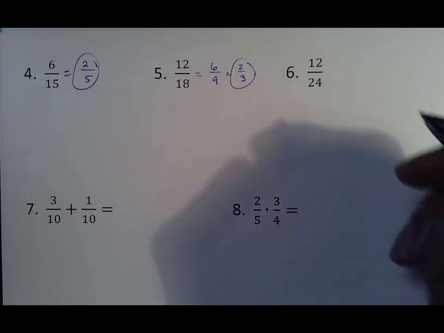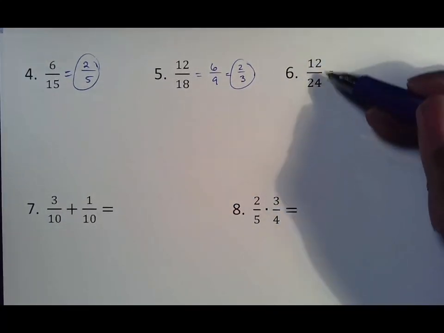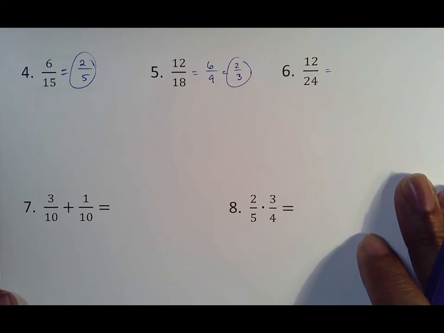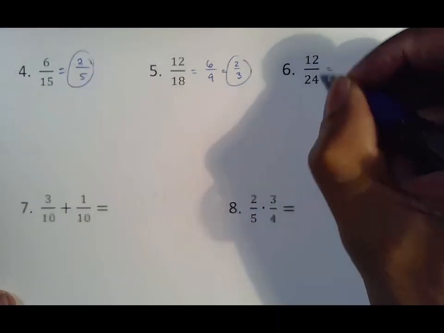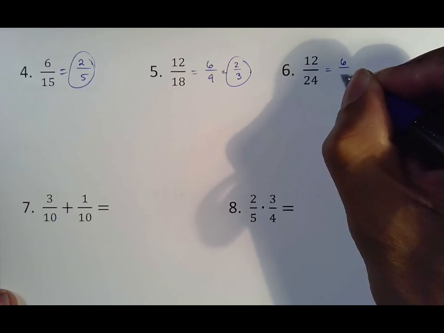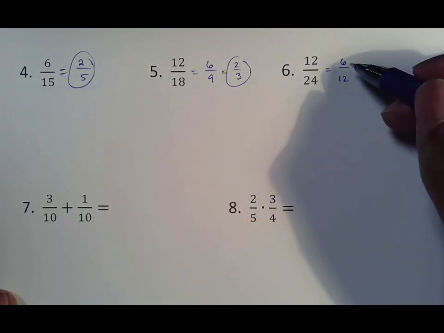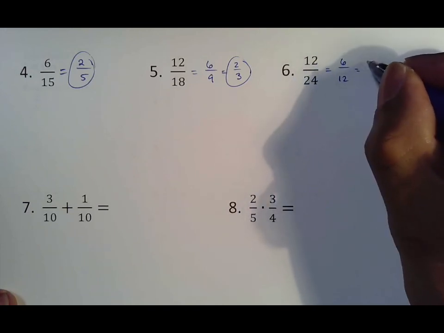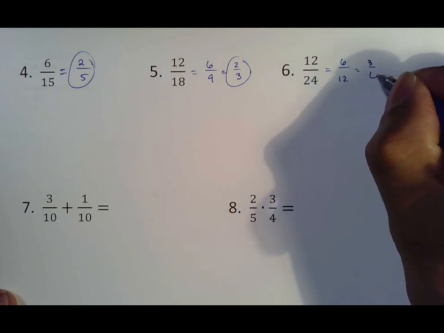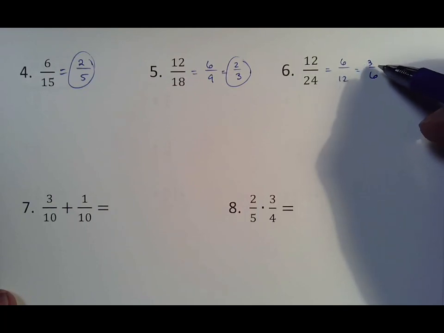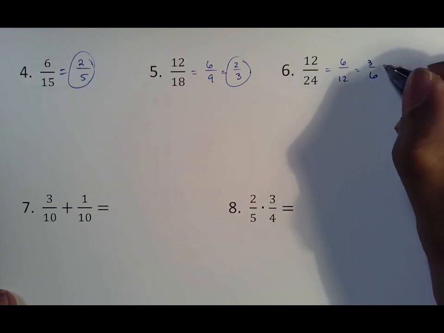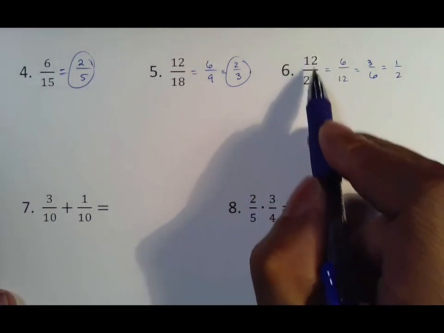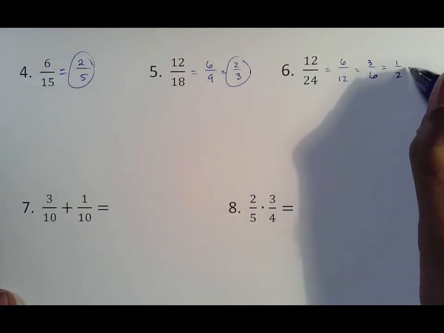And then 12 over 24. If you don't see the fact that 12 goes into 24 because you're just not there yet, that's okay. You can still look and say, these are both even, so I'm going to cut them in half, which is 6 over 12. These are both even again, so I cut them in half again: 6 cut in half is 3, 12 cut in half is 6. Then both of these divide by 3, so 3 divided by 3 is 1, 6 divided by 3 is 2. If you saw that both of these went into 12, you would have ended up here faster.